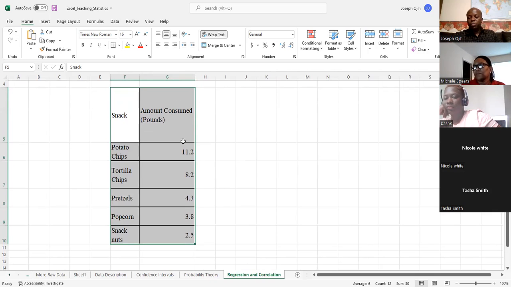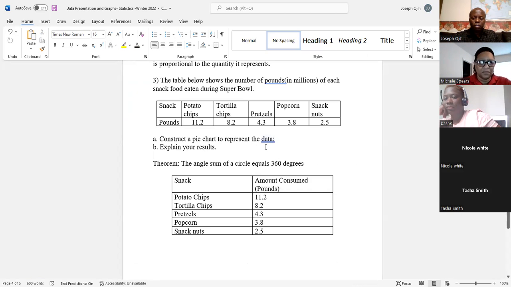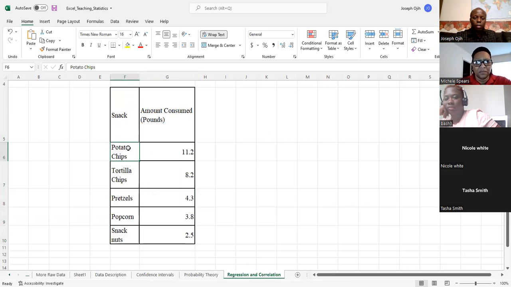Now it says construct a pie chart. So to construct a pie chart on this, all you have to do is highlight the names and this amount consumed. Can you see my cursor here?